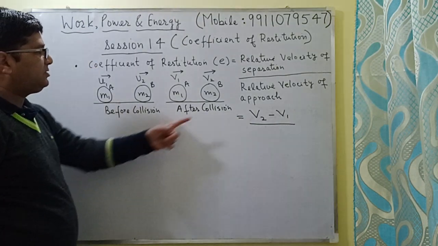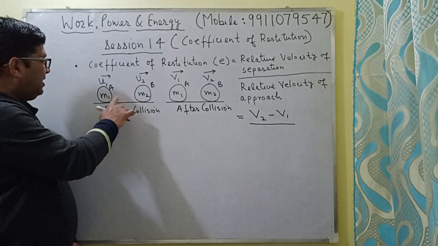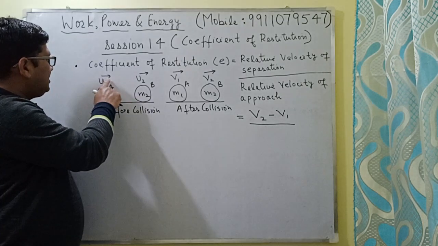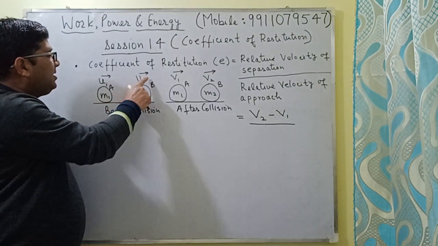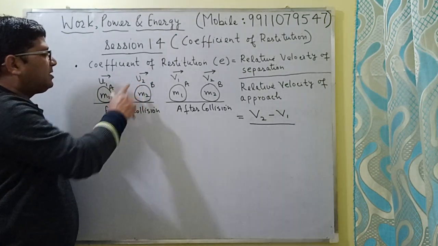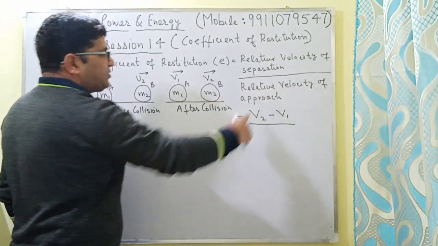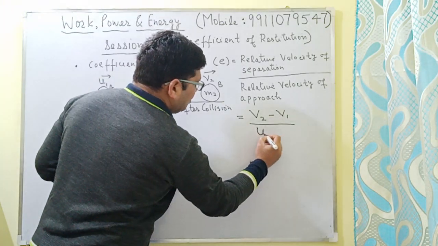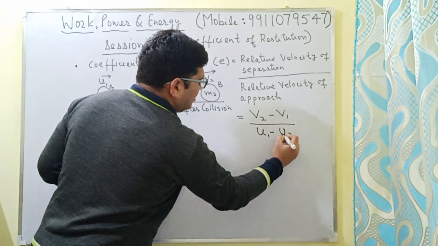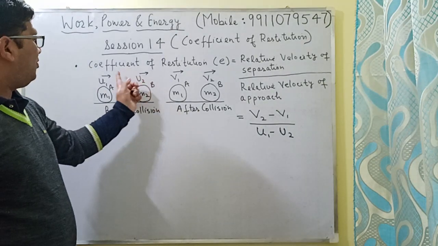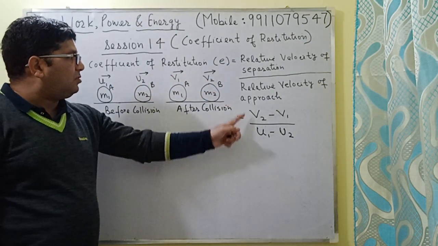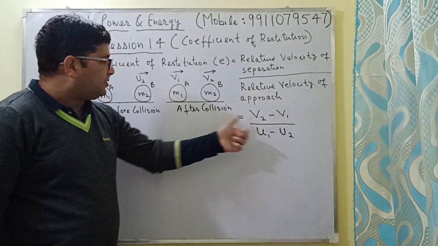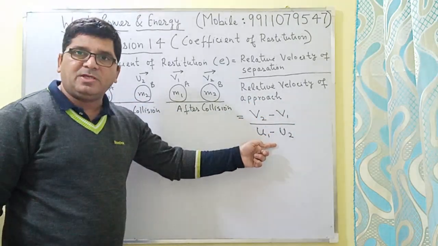Now here, before the collision, that is the relative velocity of approach, means here these two bodies will collide when the velocity of A is more than the velocity of B, that is u1 is greater than u2. So here the relative velocity of approach before the collision will be given by u1 minus u2. So this is the formula for the coefficient of restitution, which is equal to relative velocity of separation divided by the relative velocity of approach. So in this case, this will be equal to v2 minus v1 divided by u1 minus u2.